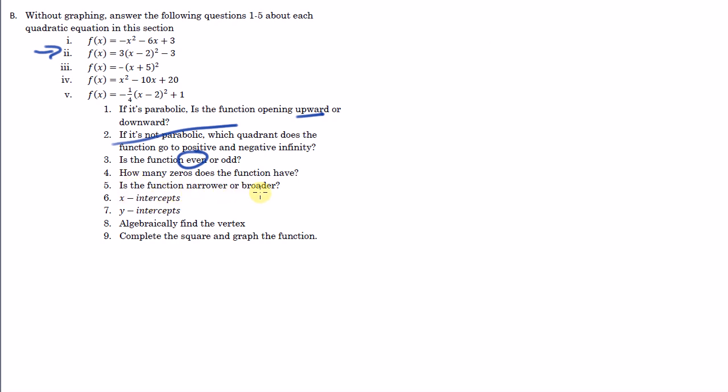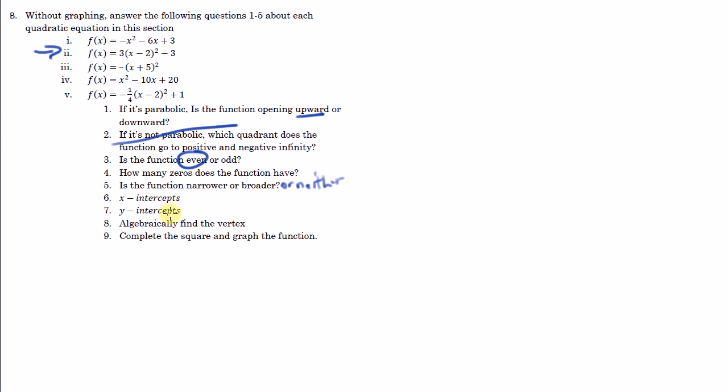Is the function narrower or broader? Oh, that's what we didn't answer on the other one. And what was that value out front? I don't remember. This should say narrower, broader, or neither. So like, if it's 1, it's neither narrower nor broader.